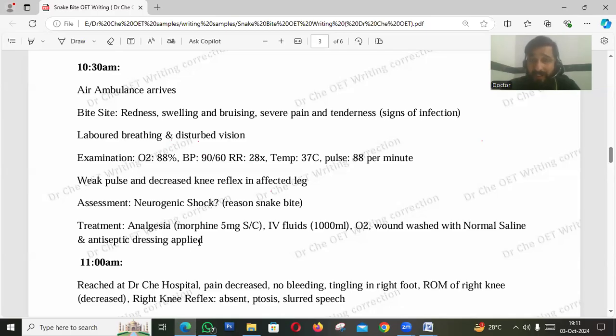There is no need to mention air ambulance again, and no need to mention all these names of signs of infection. No need to mention all of the redness, this and that. No need to mention temperature and pulse because they are normal. And there is no need to give all the details of the treatment. Just briefly explain them.